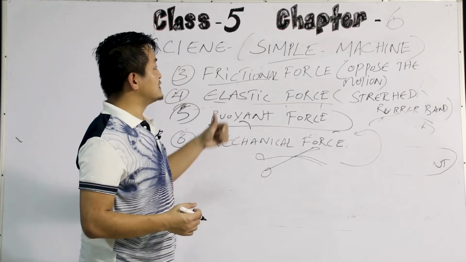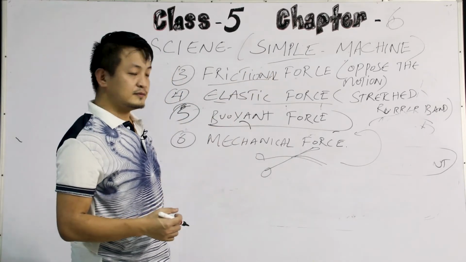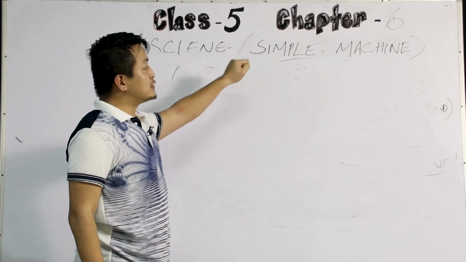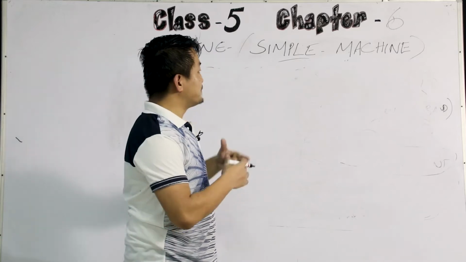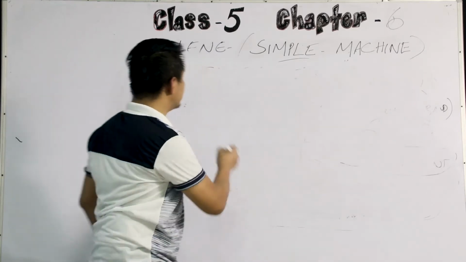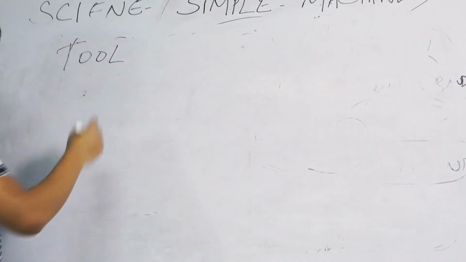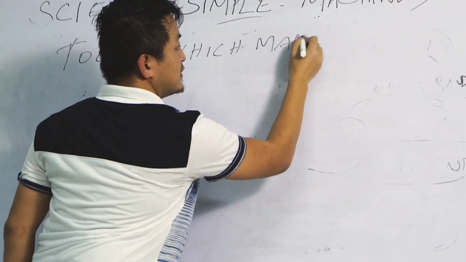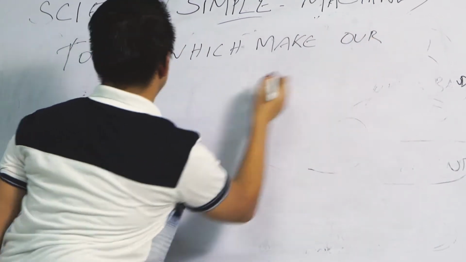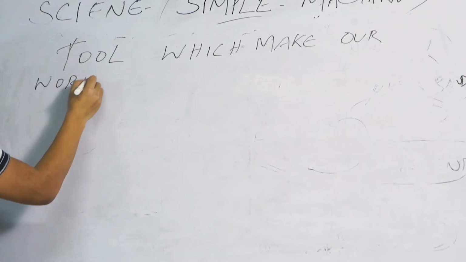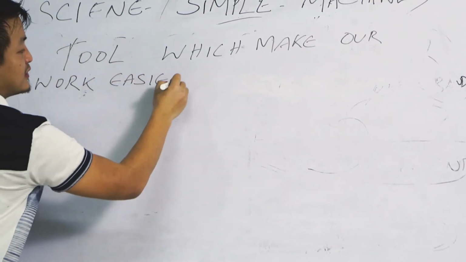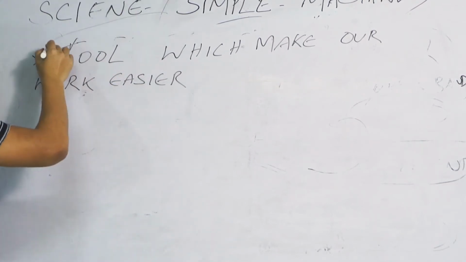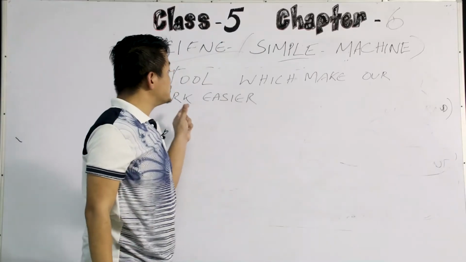Now we'll study about the machine, the simple machine. Students, I'll define it in this way. A simple machine is a tool which makes our work easier. Do you agree with me or not?